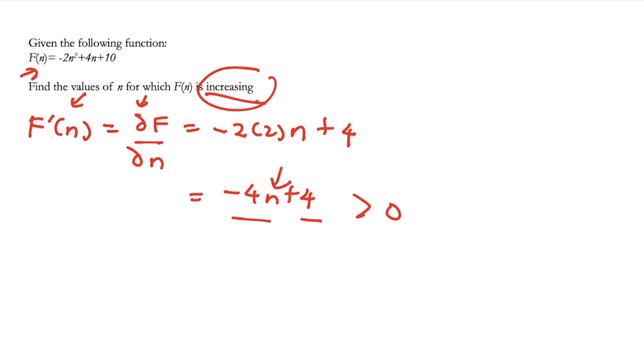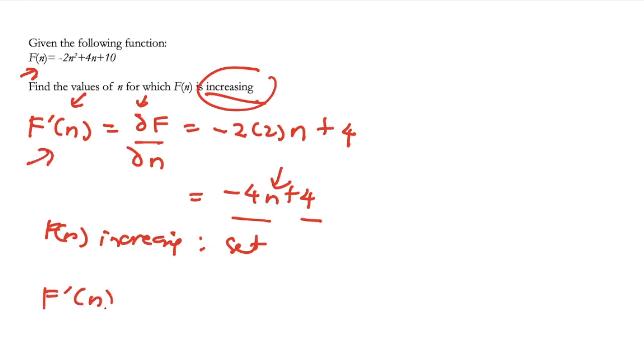Okay, so now, if we want to have fn increasing, then set the first derivative that we found here, f prime n equal to minus 4n plus 4, greater than 0, because we need to have slope upsloping. Okay, so set it greater than 0, therefore it becomes what?